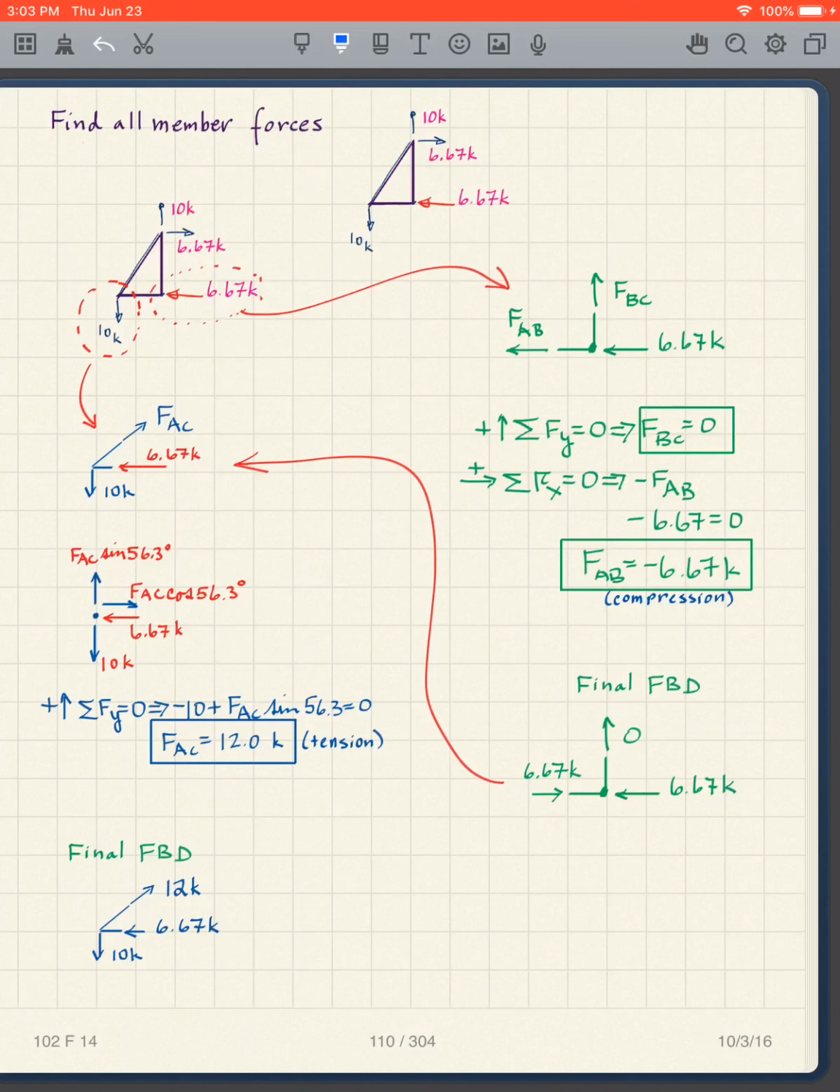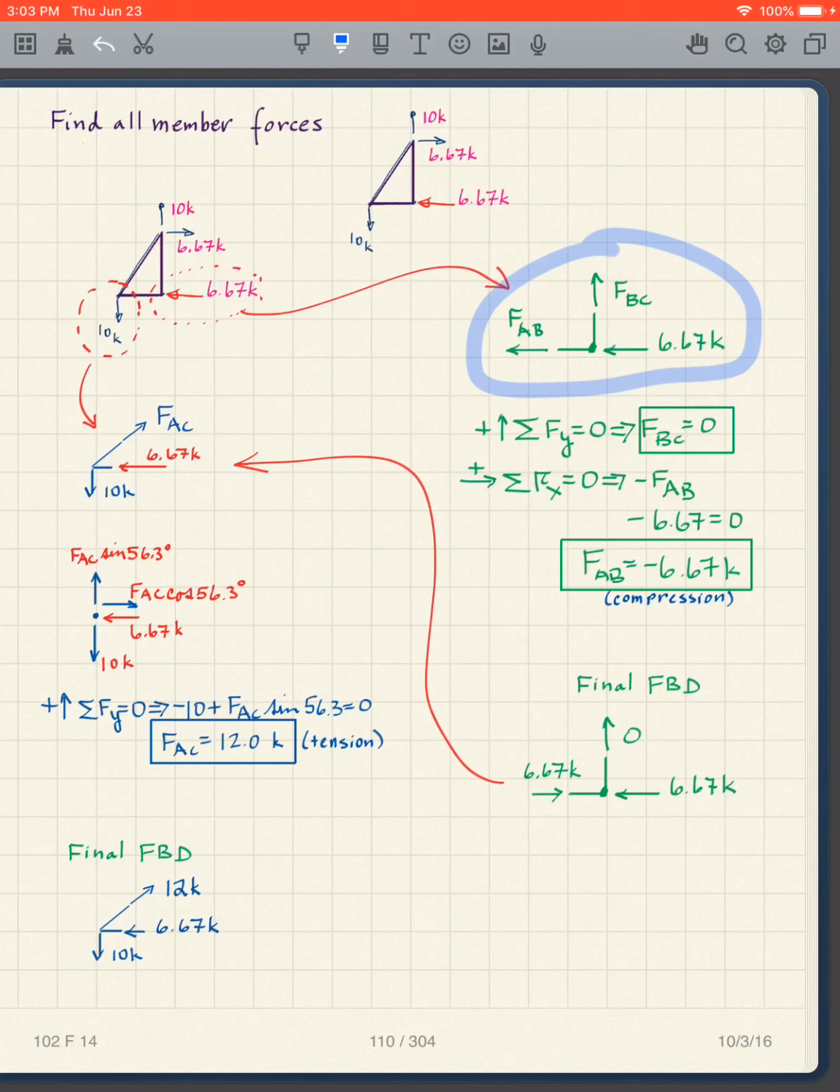Okay, so I draw my free body diagram from that. I have this little tiny thing right there inside my loop with the 6.67. That's what I have. So I have the little tiny loop with a 6.67. That's my original free body diagram. Then I add on my FBC, FAB for this member and this member that we have.